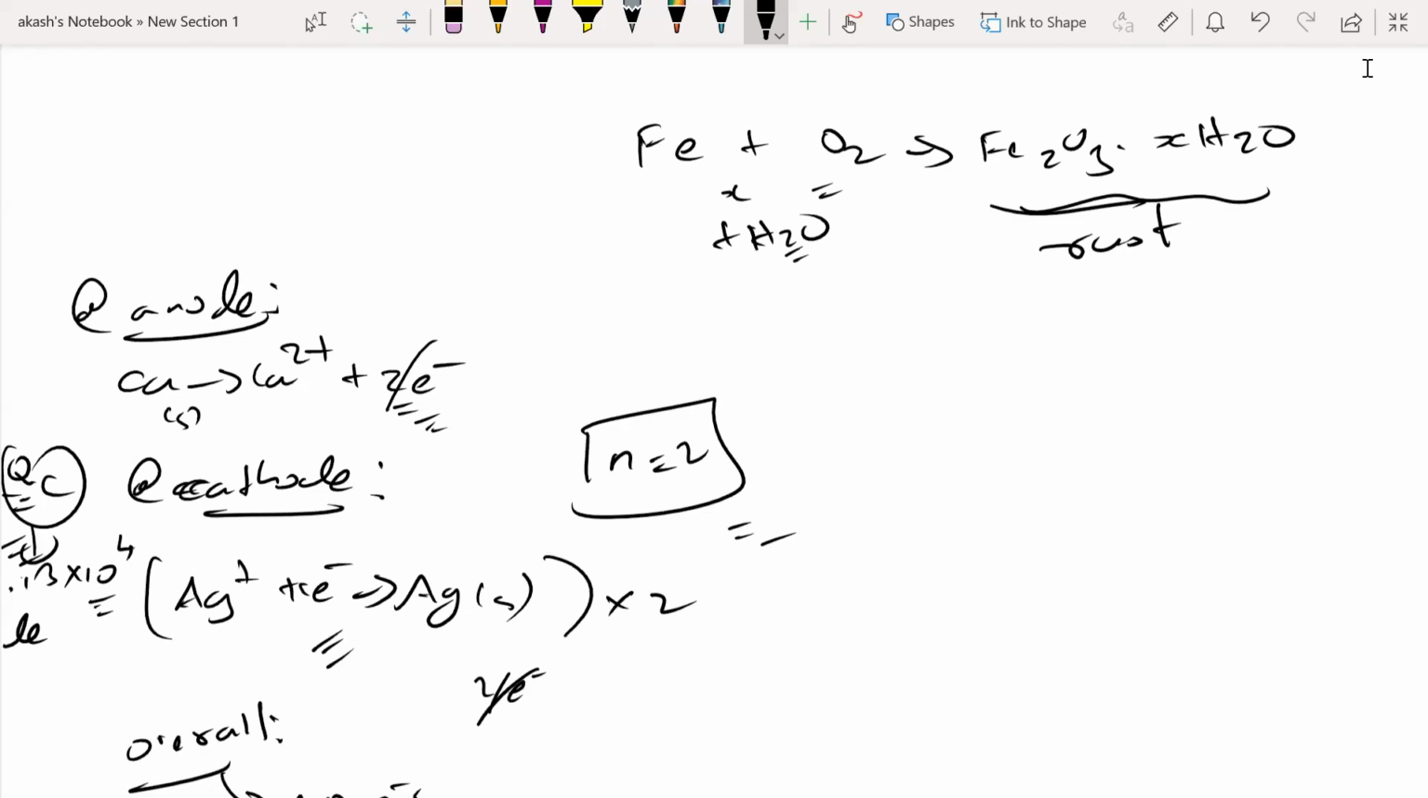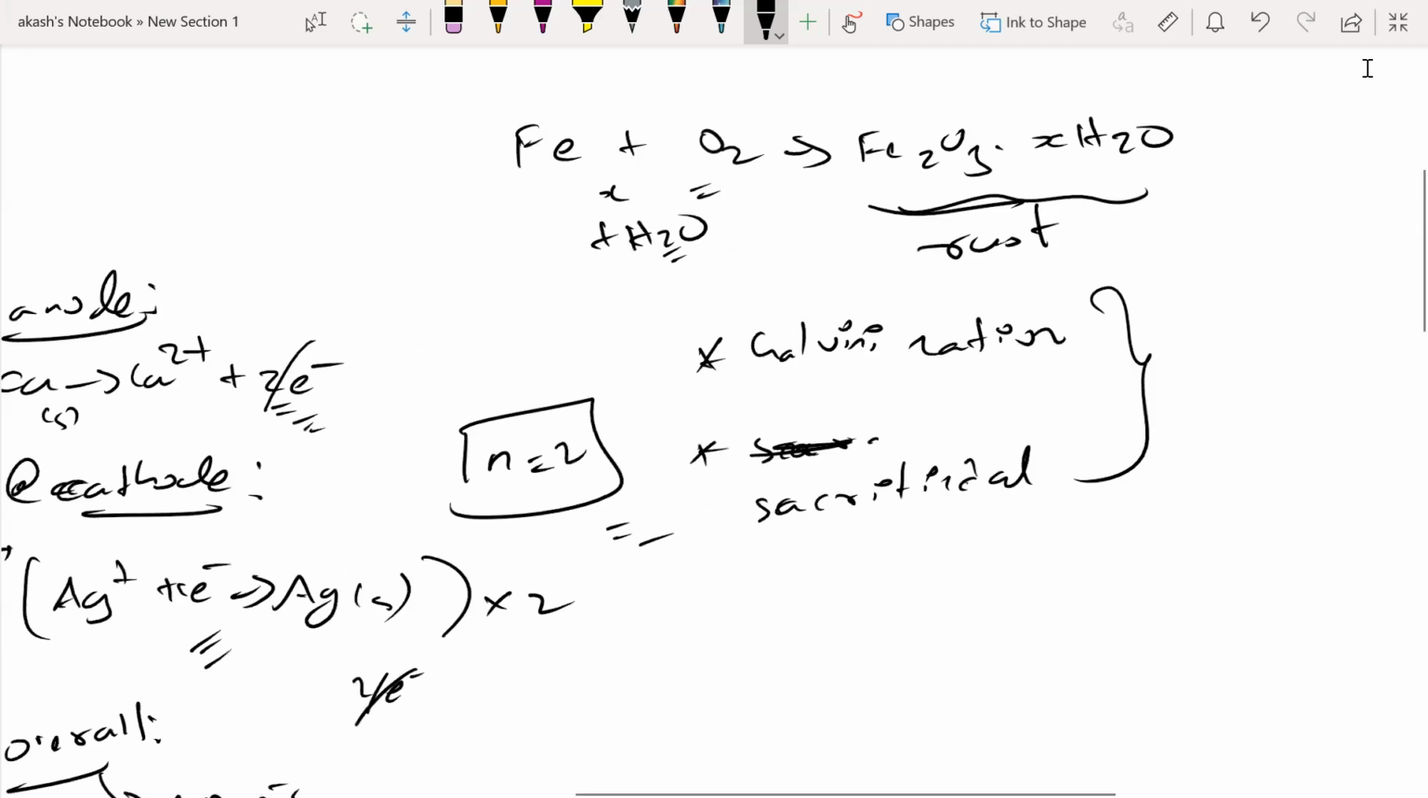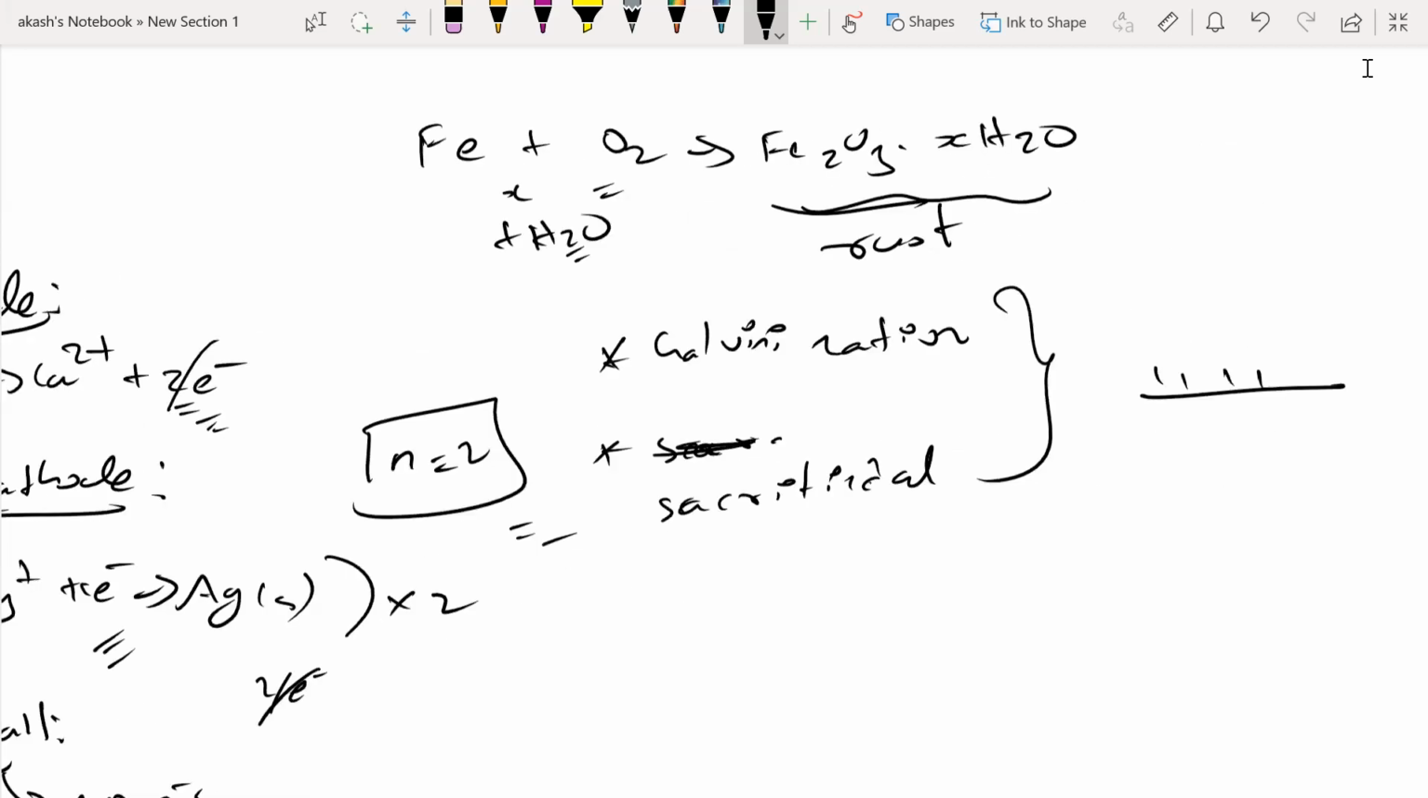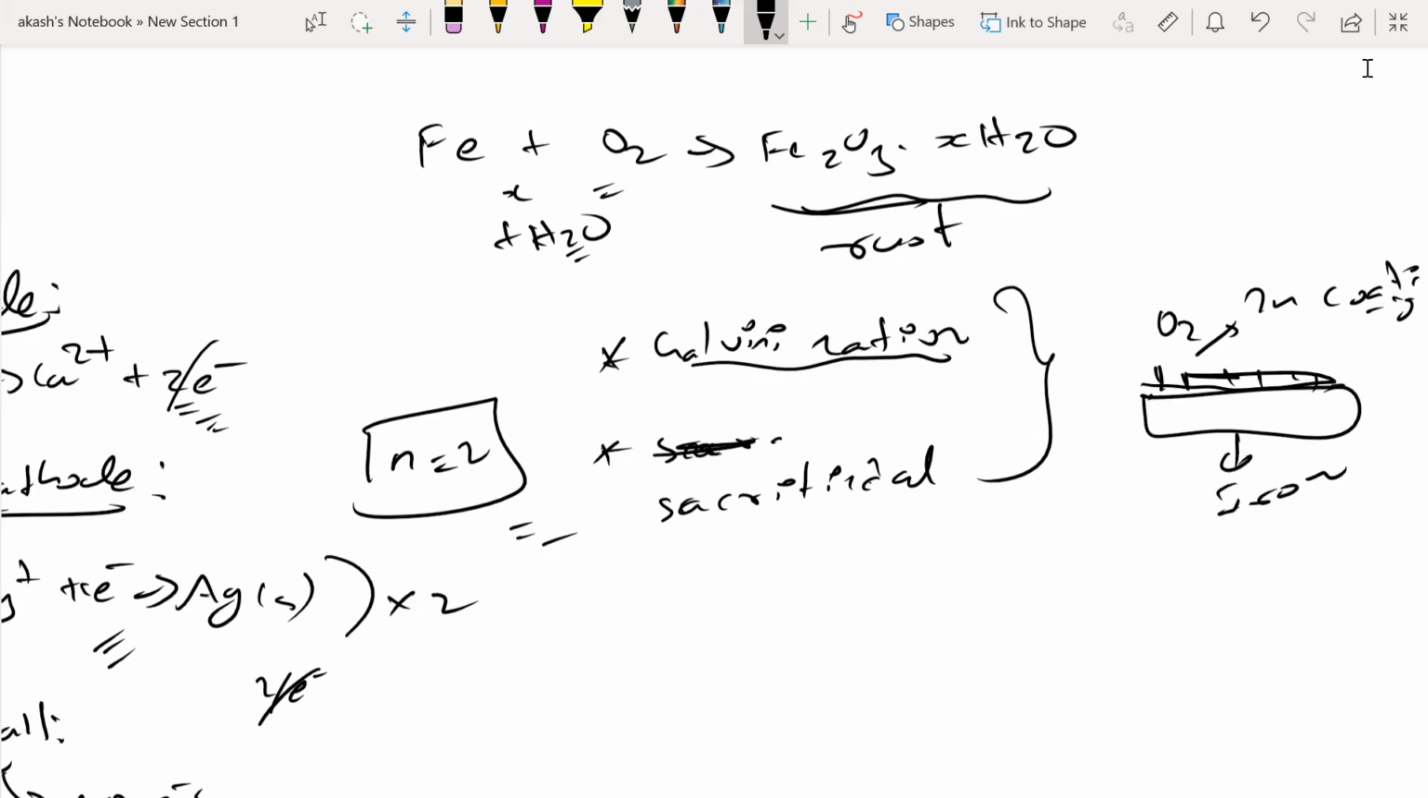There are many methods for preventing this. You can go for galvanization, or you can go for something called sacrificial protection. What do you mean by this? Actually, these both are almost similar. Say, for example, this is the iron I have. If I put a zinc coating, what is going to happen? The zinc is the one which will react with O2 and H2O, so that the iron is actually getting protected. Galvanization is where I have a coating of zinc on the surface of the iron so that the iron can be protected from rusting.